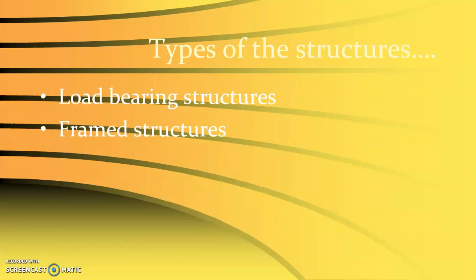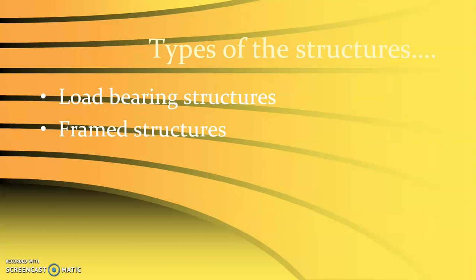So generally building structures are divided under two headings. One is called load bearing structure and another is framed structure. Load bearing structures are those structures where the wall is the major structural element and transfers the load of the whole structure to the soil beneath. These kinds of buildings are generally of low heights and their number of floors is limited to 2 to maximum 3.